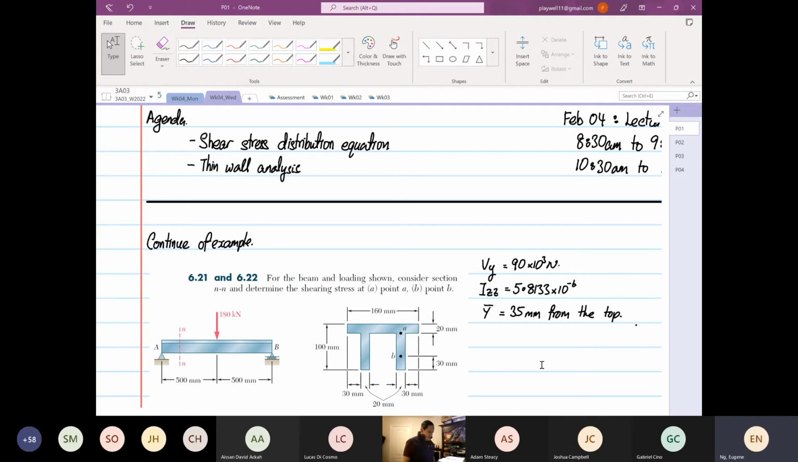I'm going to teach today, and we are going to go into the shear stress distribution equation. So we don't just find a magnitude, we're also going to write down the equation.